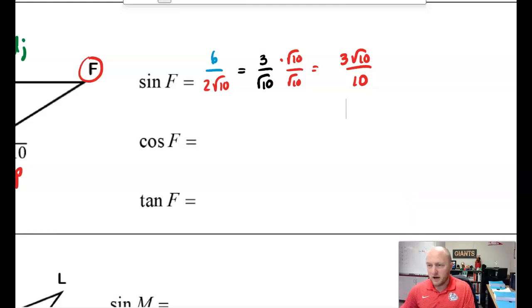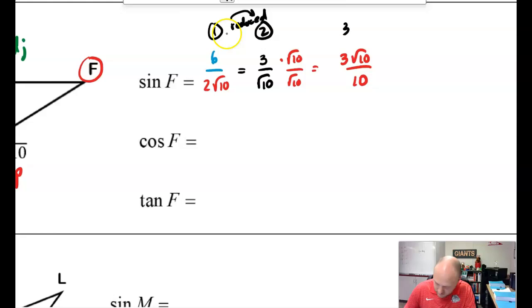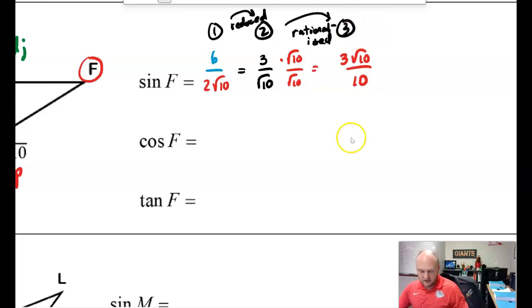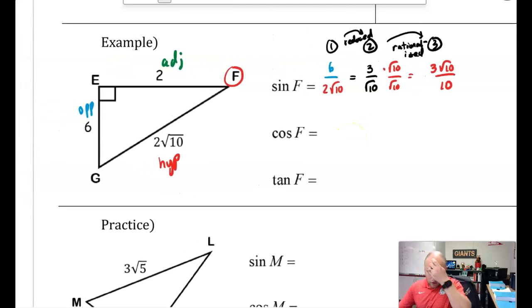Okay? Now, again, if you're wondering what happened here from step 1 to step 2, all I did from step 1 to step 2 was I reduced. I reduced by a factor of 3. And then from step 2 to step 3, I went ahead and rationalized this. Okay?